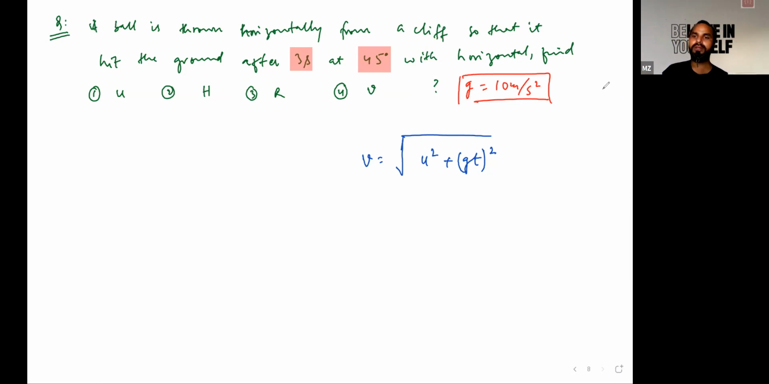Hamza, you will further solve this particular last result. You can take square root of 9 as 3. So 3 into 30 becomes 90. Okay. Yes, sir.